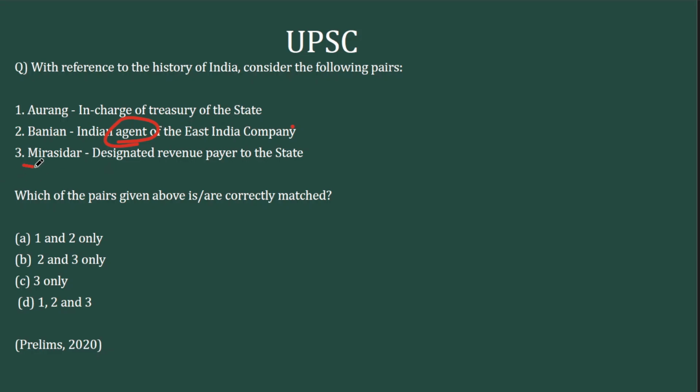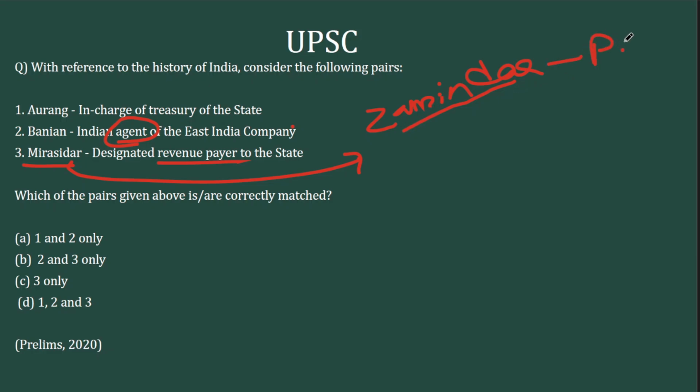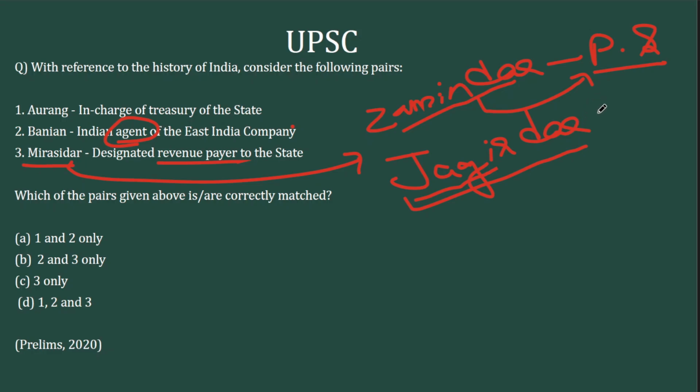Now look at this term, Mirasidar. It means designated revenue payer to the state. One way to remember or connect this is with terms like Zamindar. Zamindar is also a revenue payer to the state because Zamindar is a hereditary landowner. And when the British came up with settlements like the permanent settlement, these were the people who used to pay revenue to the British. Go a little further back and look at the term Jagirdar. You have Jagirs, which are revenue assignments given to people called Jagirdars, and they were revenue payers to the state. Go further back, you have terms like Iqtadar.